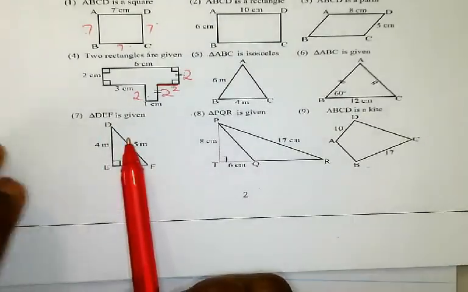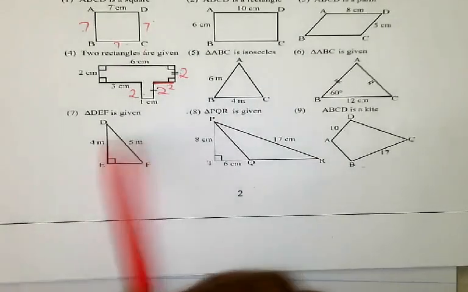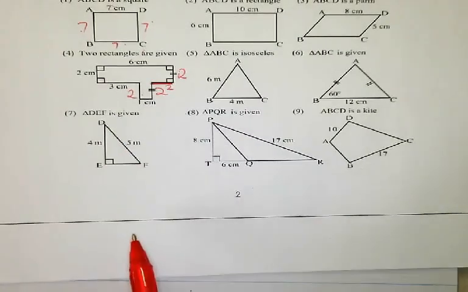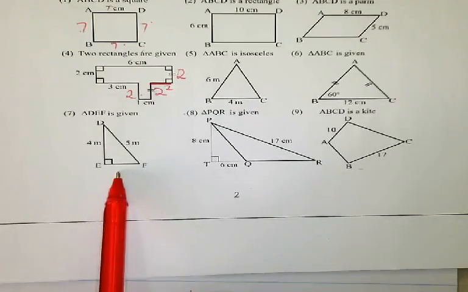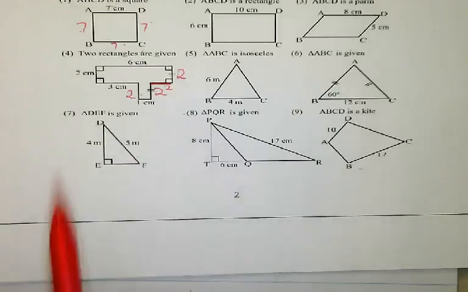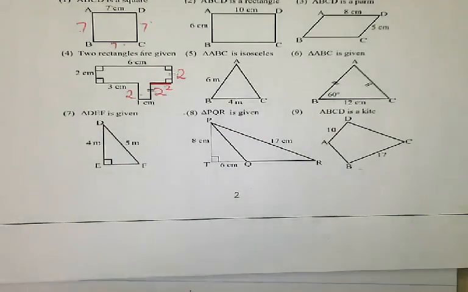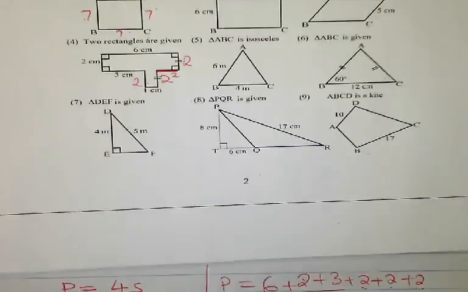Okay, let's do number 7. We're looking for perimeter. We said what is perimeter? The sum of all the sides. So we are missing EF. Can you see we're missing EF? But we see that this is a right angle triangle. So we can use the theorem of Pythagoras to calculate the missing side.